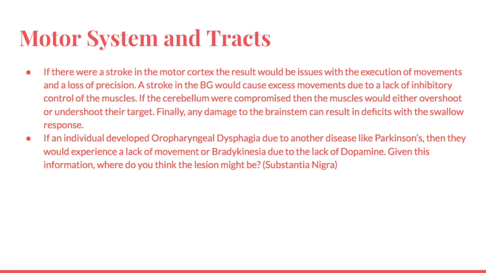Now if there were a stroke in the motor cortex, the result would be issues with the execution of movements and a loss of precision. A stroke in the basal ganglia would cause excess movements due to lack of inhibitory control of the muscles. If the cerebellum were compromised, then the muscles would either overshoot or undershoot their target. So basically, they wouldn't match up correctly. And finally, any damage to the brainstem can result in deficits with the swallow response. This lack of precision and inhibitory control can cause symptoms like aspiration, difficulty swallowing, and throat clearing. The muscles are out of sync with the motor system and cannot perform their functions properly.